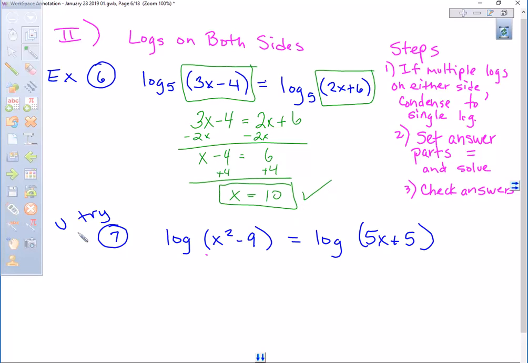All right, so I called this one a U-try. I do want you to pause it, give it a try. It's not hard, but it is going to give you a quadratic. So remember what we talked about last week on how to solve a quadratic.